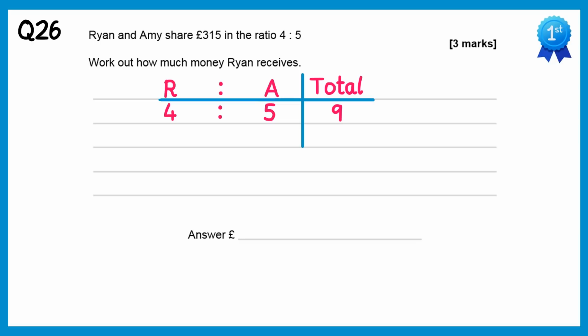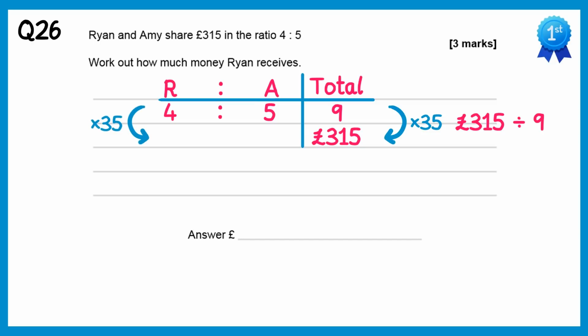We have £315. That's the total amount of money, so I'll write it underneath the total column. We then need to work out how to get from 9 to £315. To do this, you can do 315 divided by 9, which gives 35. So to get from 9 to 315, I multiply by 35. Now we can multiply any of the other numbers by 35 to find out how much money they had. In this question, we only need to work out how much Ryan receives, so we do 4 times 35, which gives you the answer of £140.